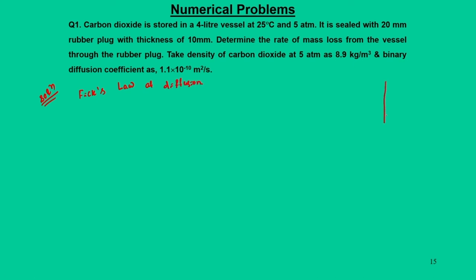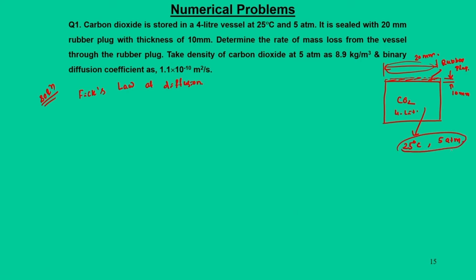We have a closed container of 4 liter capacity which contains CO2, and it is sealed with a rubber plug on the top. The plug has a thickness of 10 mm and its diameter is 20 mm. So, this is the rubber plug. This CO2 is kept at 25 degrees and 5 atmosphere pressure. 5 atmosphere means very high pressure, that means compressed CO2 has been kept at very high pressure.